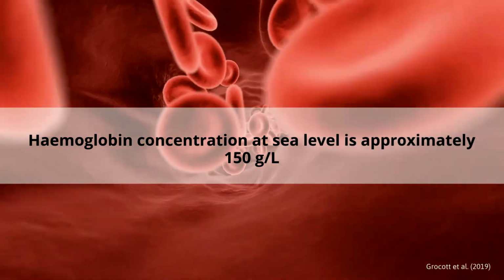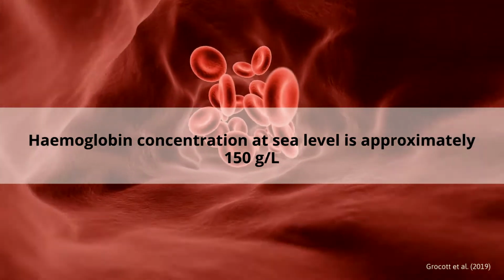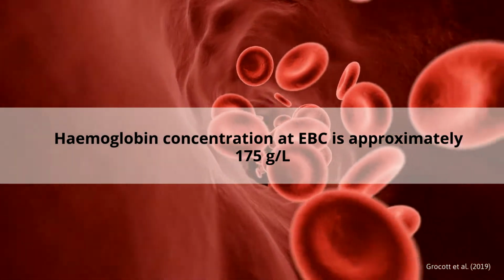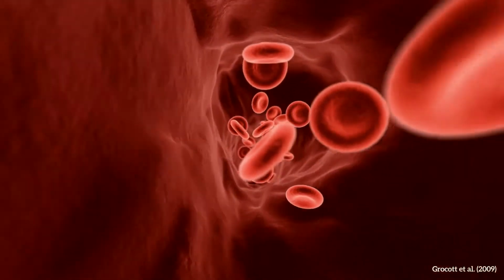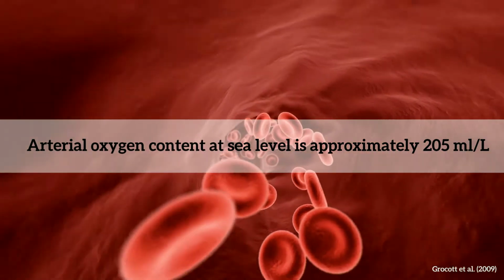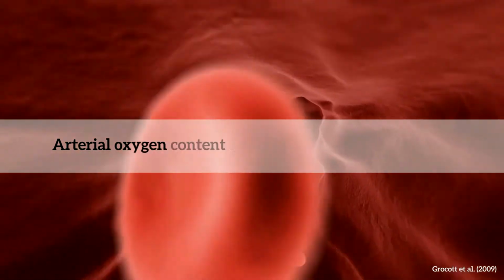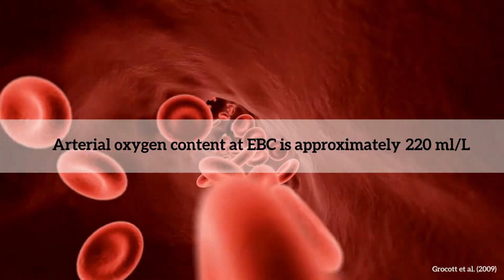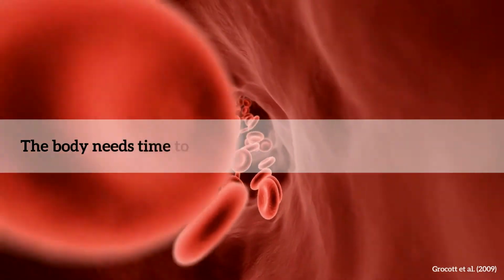Hemoglobin concentration at sea level is 150 grams per litre. Hemoglobin concentration at Everest Base Camp is 175 grams per litre. Arterial oxygen content at sea level is 205 millilitres per litre. Arterial oxygen content at Everest Base Camp is 220 millilitres per litre.